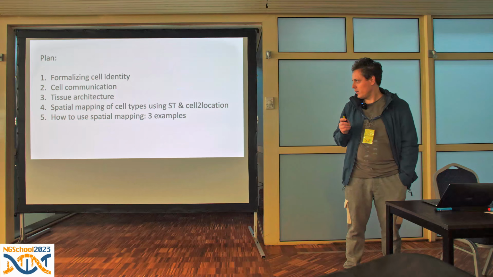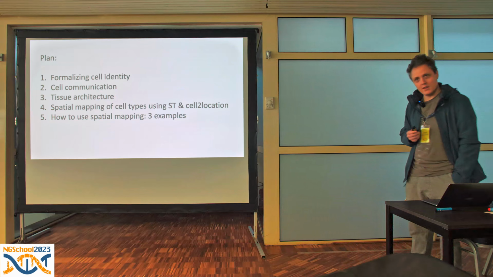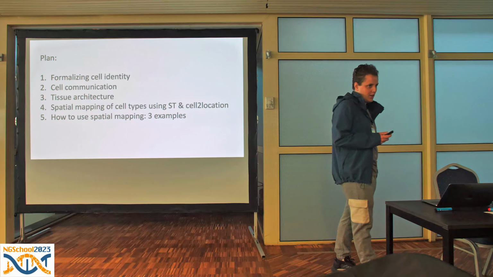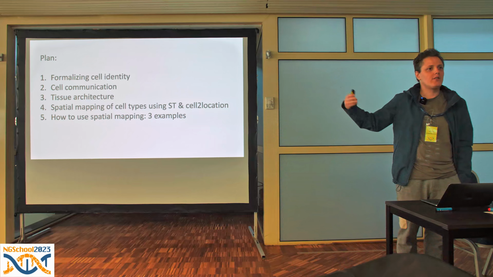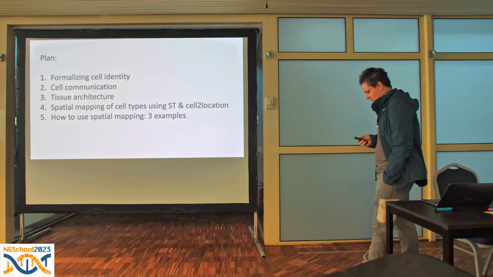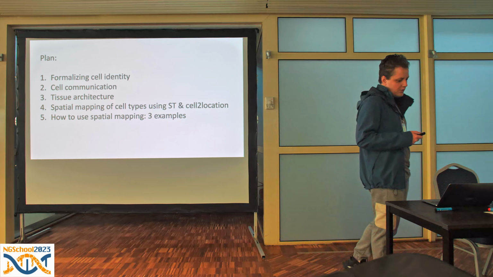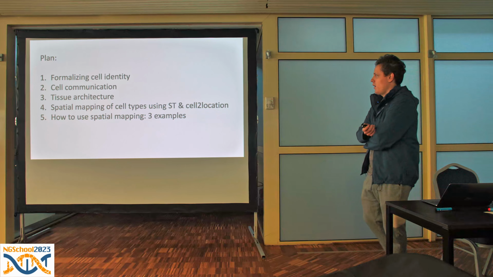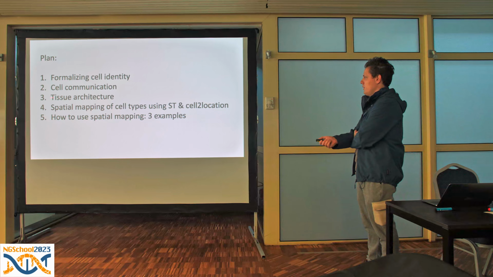So the plan for today is to discuss how we can formalize what cell identity means, then do the same for cell communication, and briefly discuss spatial architecture as an additional aspect of why we need spatial transcriptomics data. Then I will explain the tools that we developed, as well as give 3 examples of how they can be used to study cells and tissues.